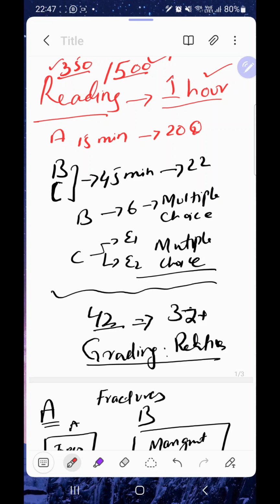Now with reference to distribution of the time, we have 15 minutes for part A. There are a total of 20 questions in part A. And then we have part B and C. In total, you have 45 minutes for part B and C. And this is the number of questions for part B and C. So we have 42 questions in total.